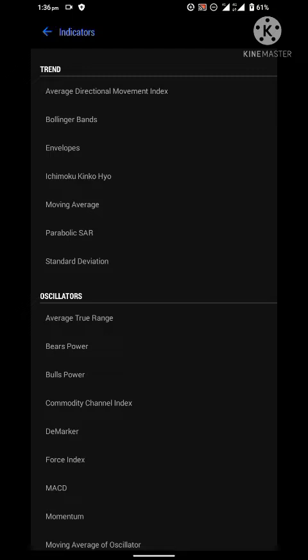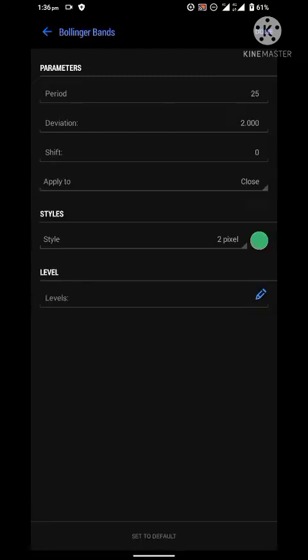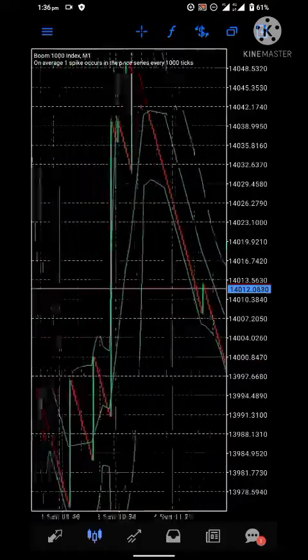First I'll be using the Bollinger Bands. You see the period is 25, deviation 2.000, shift 0, apply to close. You don't need to make any changes. Just click on done.